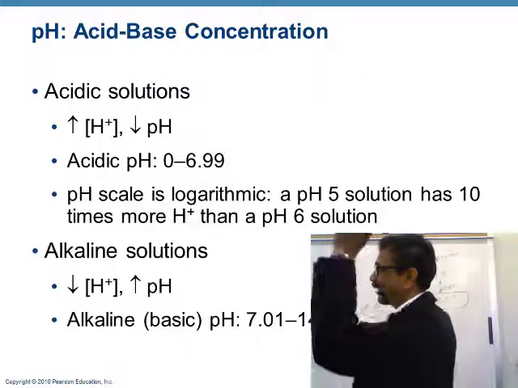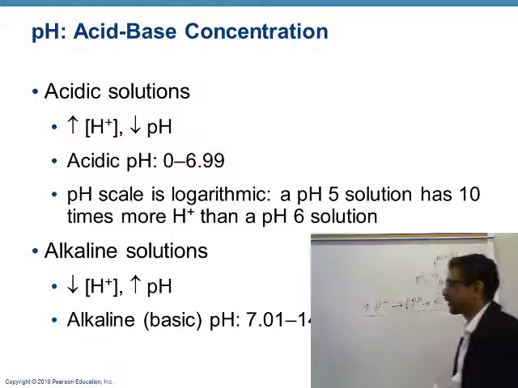So above 7, everything is alkaline. Below 7, everything is acid.